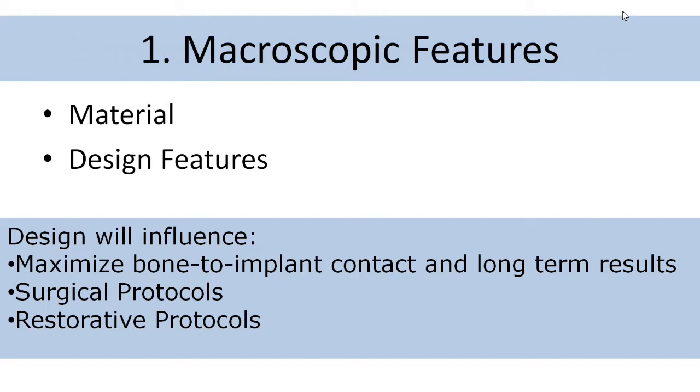However, the more threads you have on an implant, it will mean that you'll have to turn the implant more times to be able to push it through the bone. The macroscopic design features will also affect your surgical protocols. Obviously, if the implant is very cylindrical or an awkward shape, then it might be difficult to insert it into bone. And finally, our macroscopic design features, of course, are going to affect the restorative protocol.